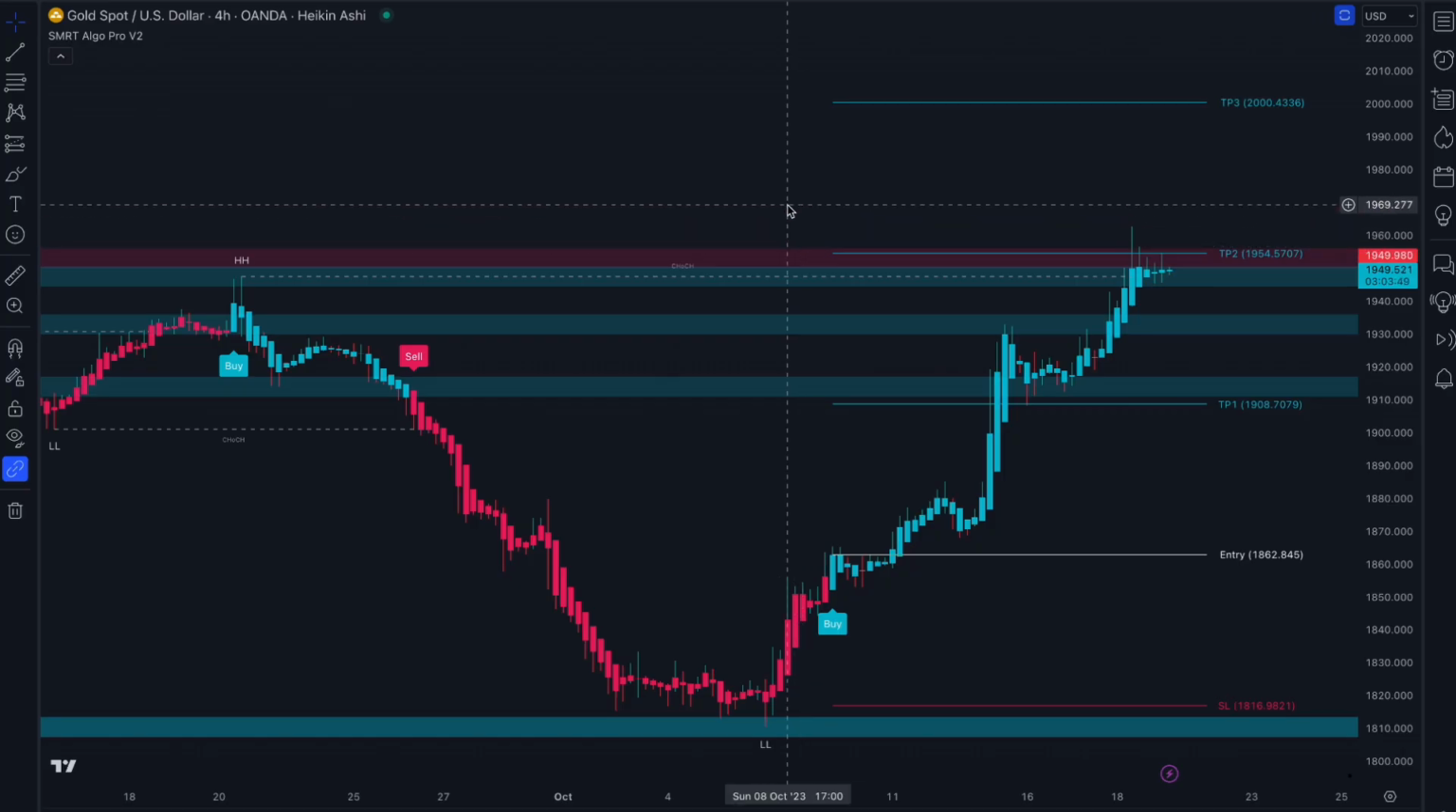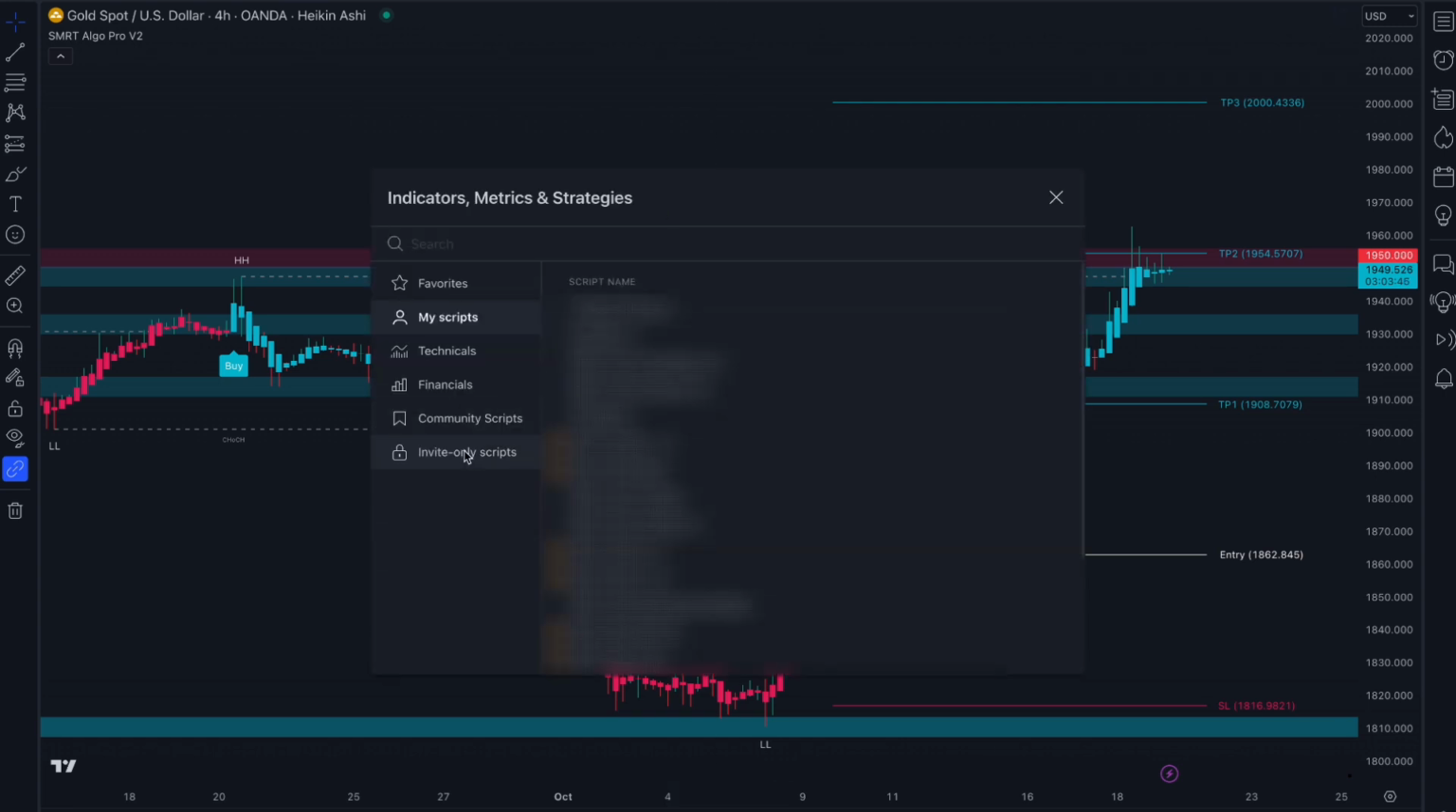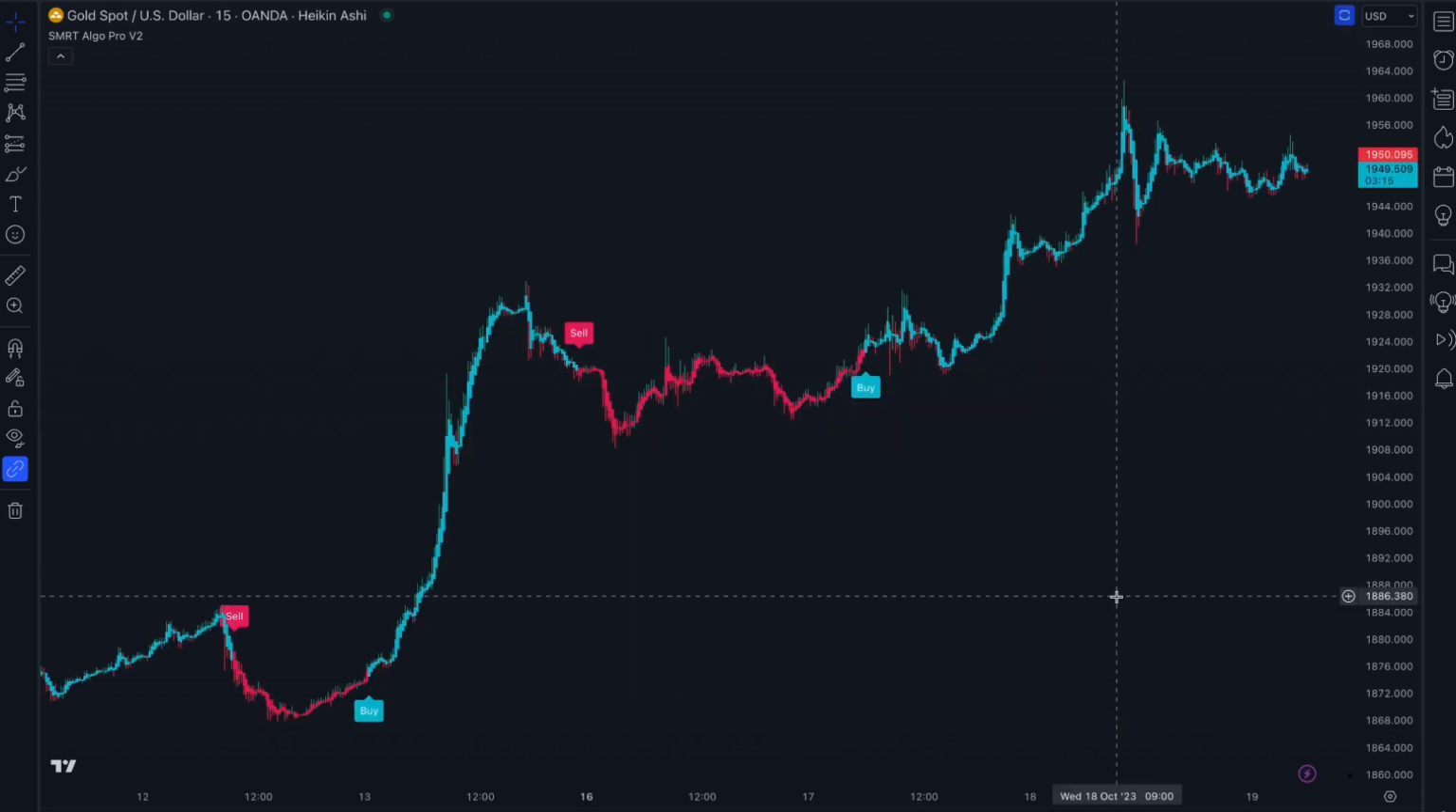On TradingView, you want to head over to the indicators tab and click on invite only scripts. Under here, you want to search for the Smart Algo Pro indicator and click it to add it to your chart. So this is what the indicator looks like when you add it to your chart.